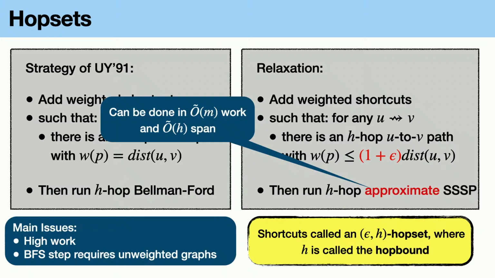So this view on the right is what's called a hop set. If you've heard the term hop set, it is just the approximate version of what we just did. Epsilon is controlling this approximation factor. H is called the hop bound, and it controls how many hops we're allowed to have on the path that is approximating the shortest path.